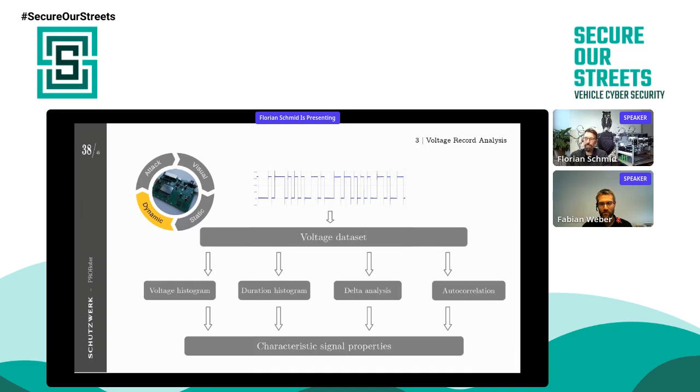Then it also uses a delta analysis, which we developed here to be able to identify breaks between the transmission of bytes. And finally, it also uses autocorrelation to be able to identify self-similarity of the signal, as it is quite common for the UART protocol. Then finally, it takes all those different characteristic signal properties, which the PROBoter harvests for further evaluation.